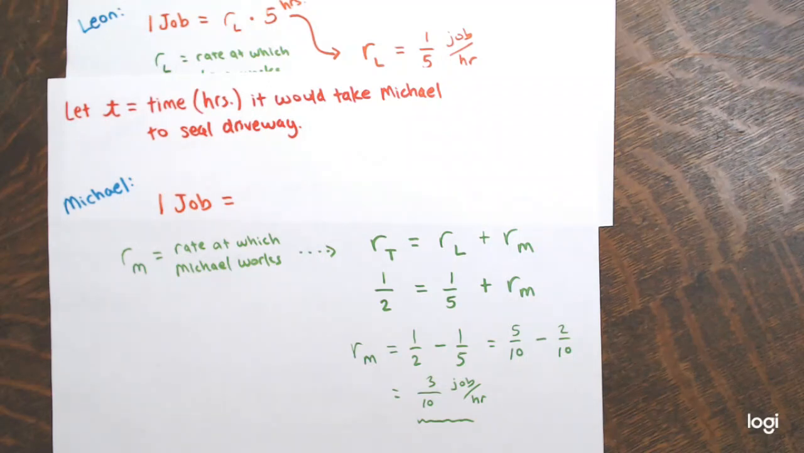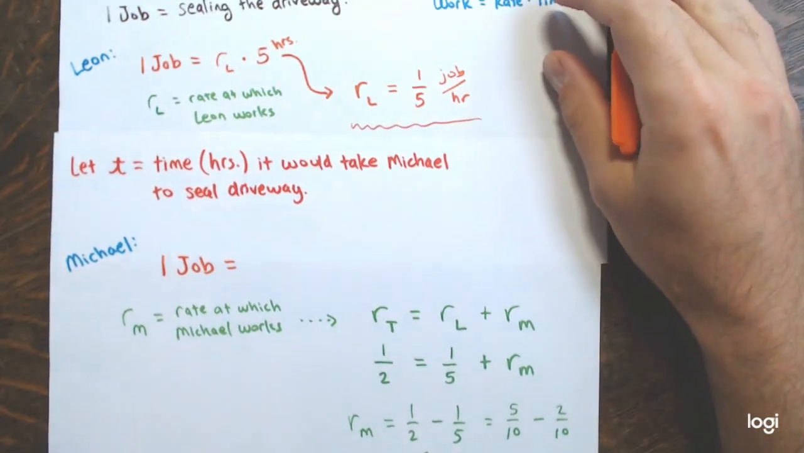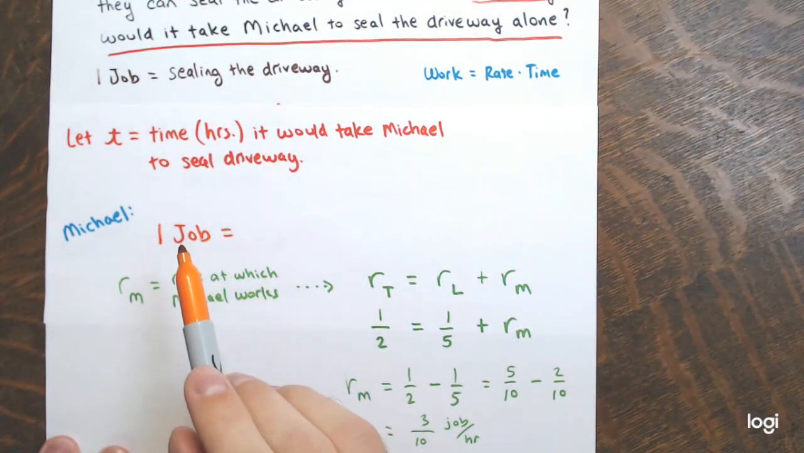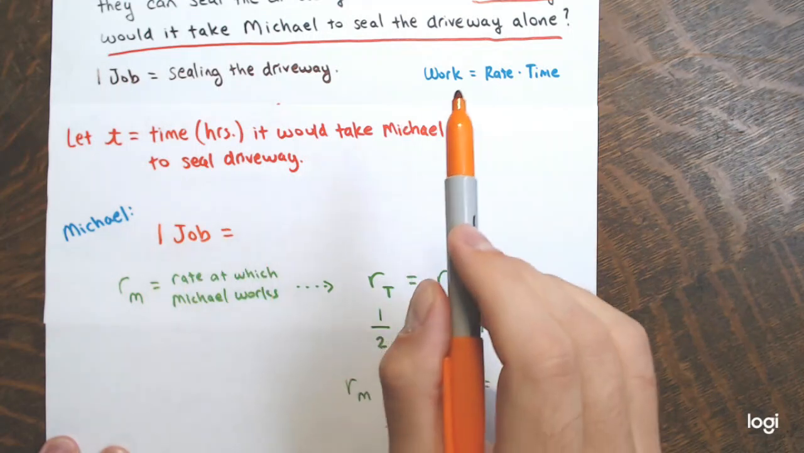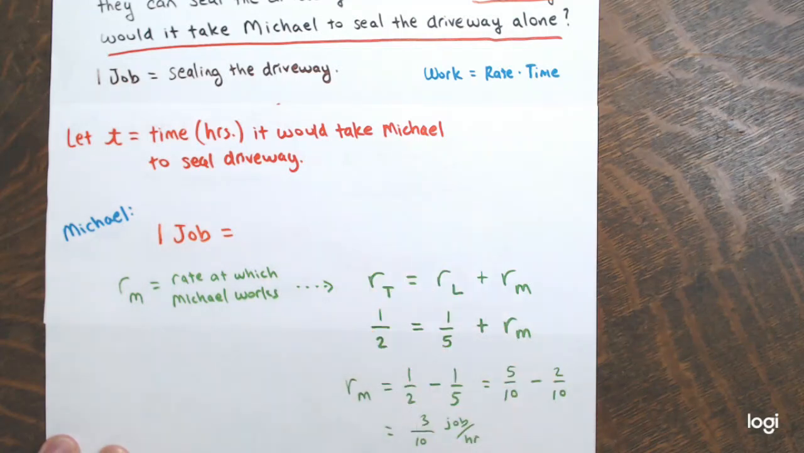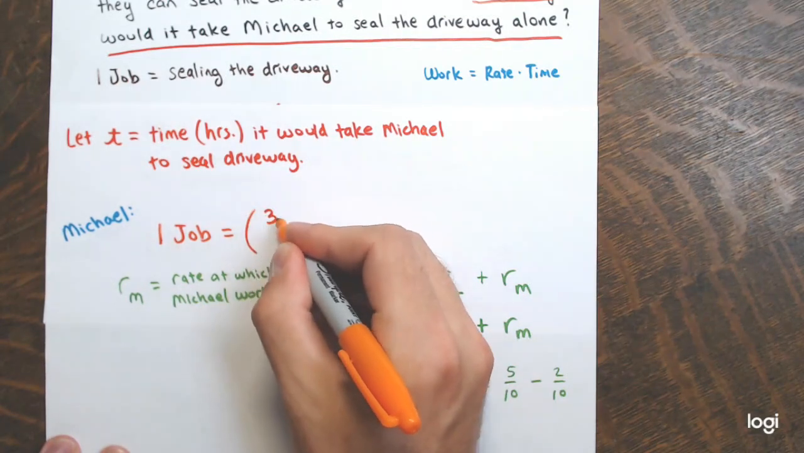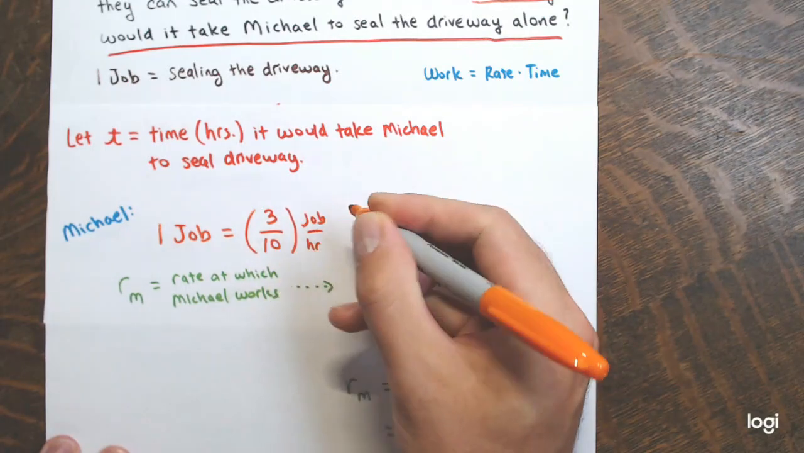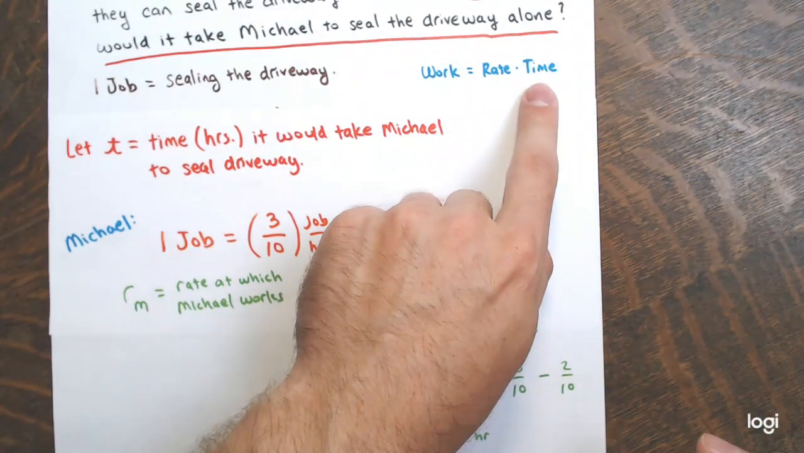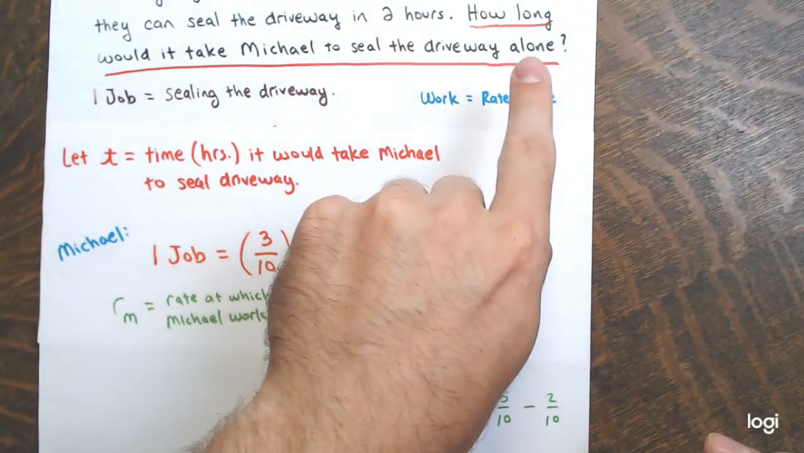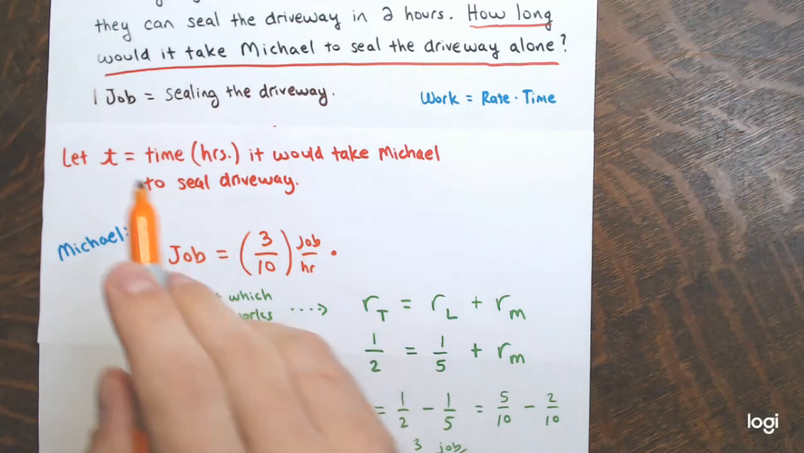So it feels like he'd be done with the job in a little over 3 hours on his own, and let's figure that out. So back to this work equals rate times time principle with just Michael now. The work he's doing is the whole job, sealing the driveway, one job. The rate at which he works is this R sub M, but I know what that is now. That's 3/10. So here I've got 3/10 of the job per hour multiplied by the time at which he works, and that was the question that I have underlined up here: how long would it take Michael to seal the driveway alone? That's this time, and I called that T.